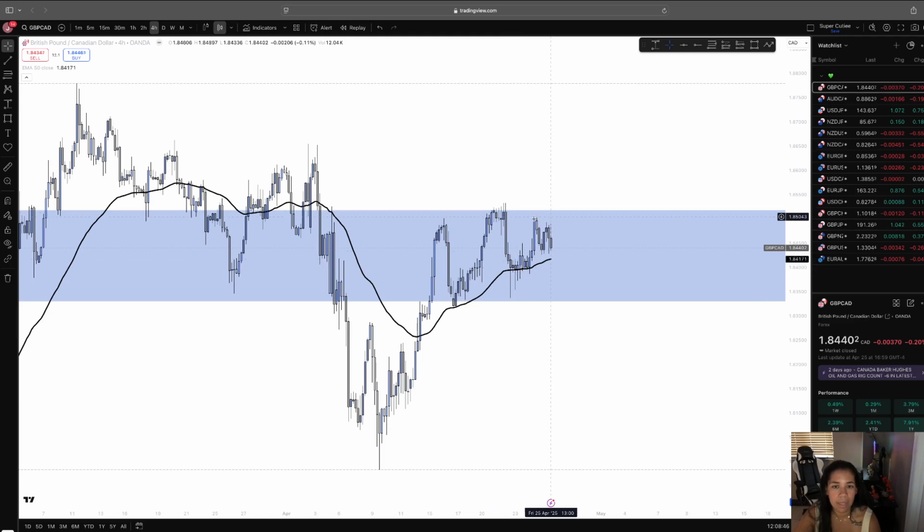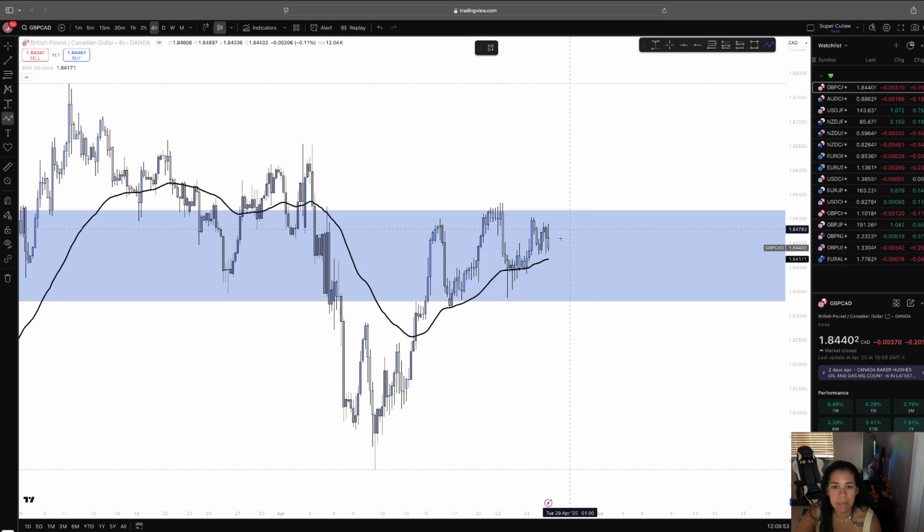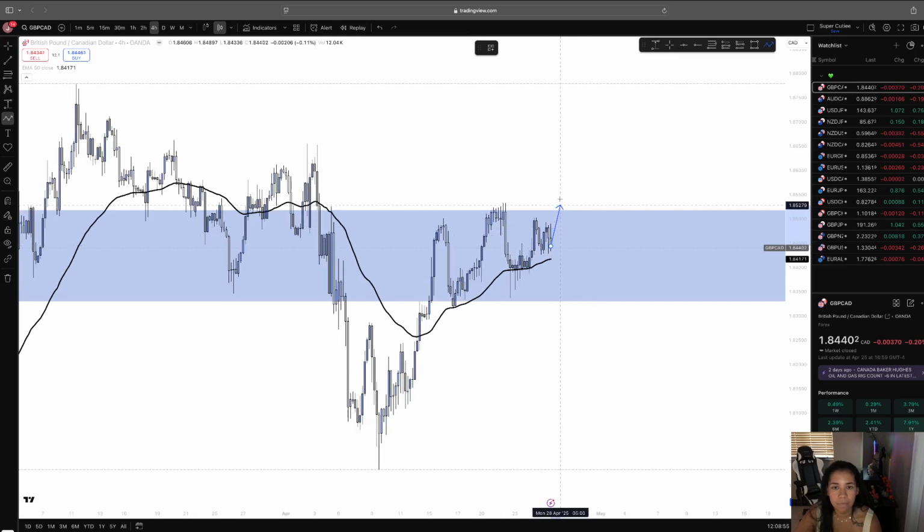So far we're okay, but we really need price to break out of these little wicks right here so that we can continue to the upside. So this is what I want to see. I want to see price go up, retest, and break out. That's what I need.